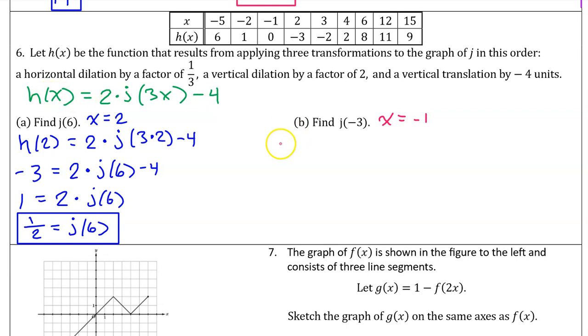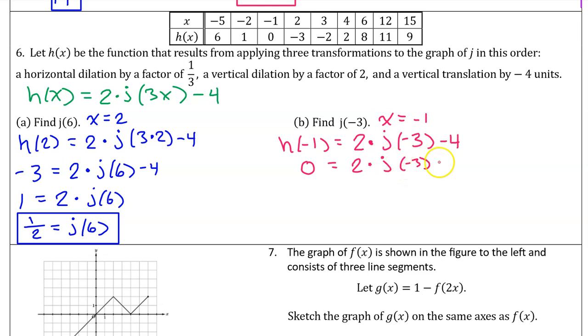So let's start with h at negative 1 is equal to 2 times j at 3 times negative 1, minus 4. Let's just go ahead and put negative 3 minus 4. H at negative 1 is 0. So we get 0 is equal to 2 times j at negative 3 minus 4.